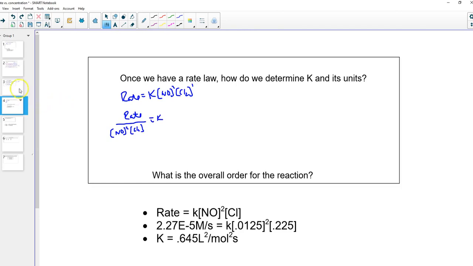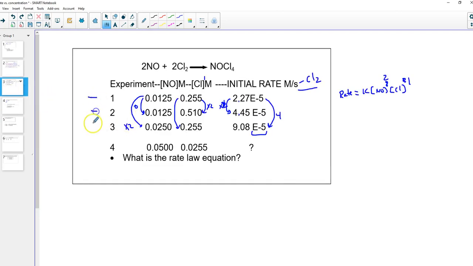Pick out a trial. It doesn't matter which trial you pick, but in the end, you get a slight variation, but it's somewhat close. Just show your work. Plug all your values in, and then we have that. So, go ahead and do that. Do it for trial 1.